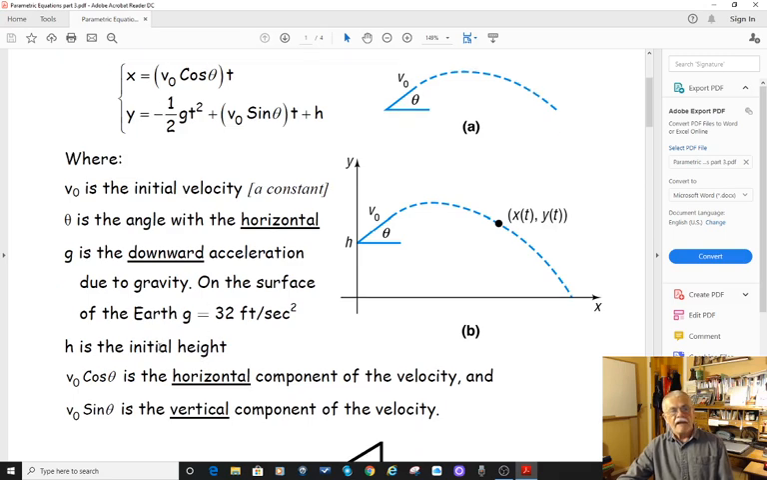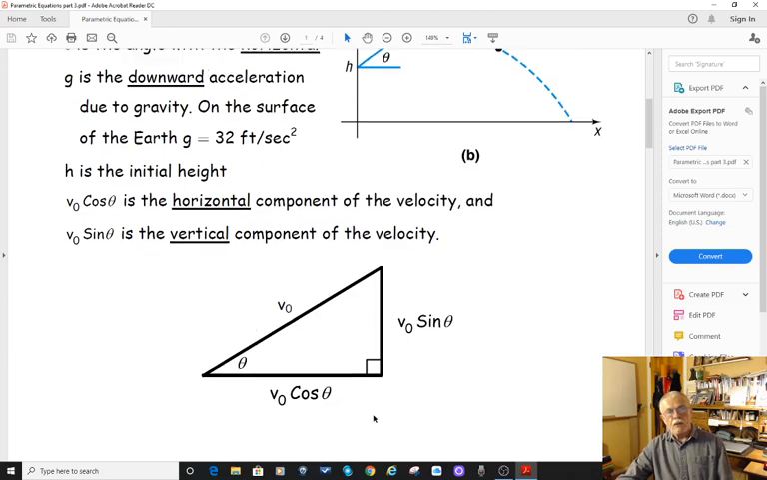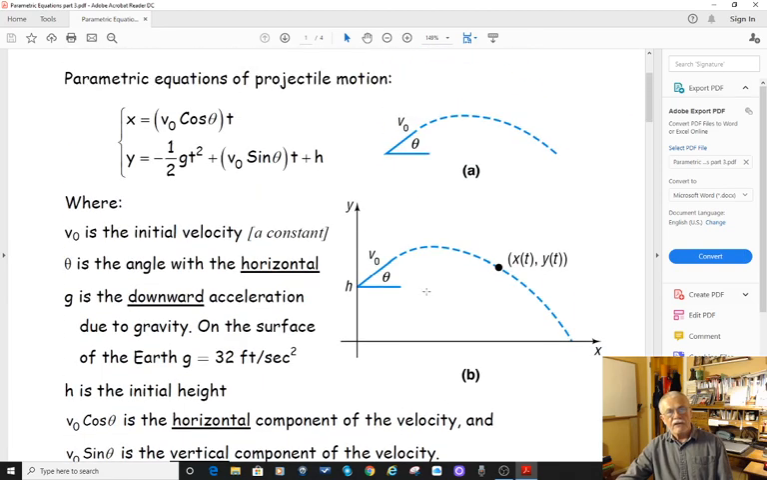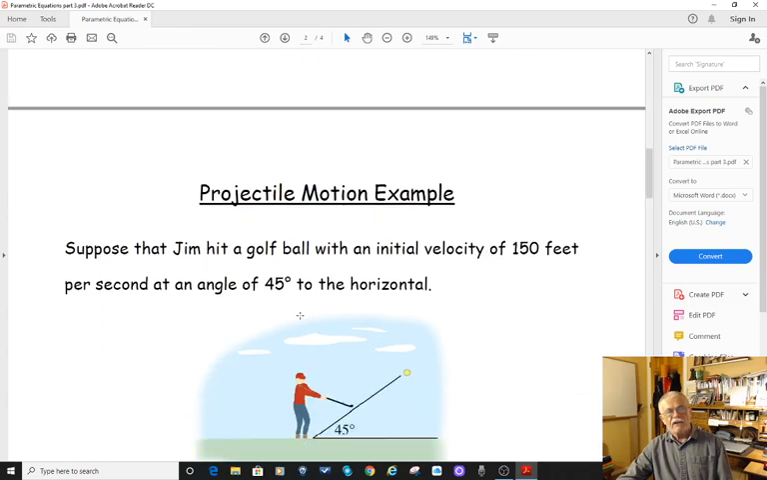h is the initial height, as we saw. v sub 0 cosine theta is the horizontal component of the velocity. v0 sine theta is the vertical component of the velocity. All right, so with all that taken into account, these are the parametric equations for projectile motion. So let's go ahead and do an example.